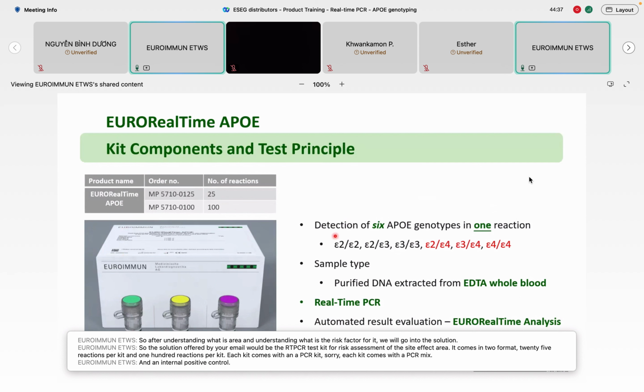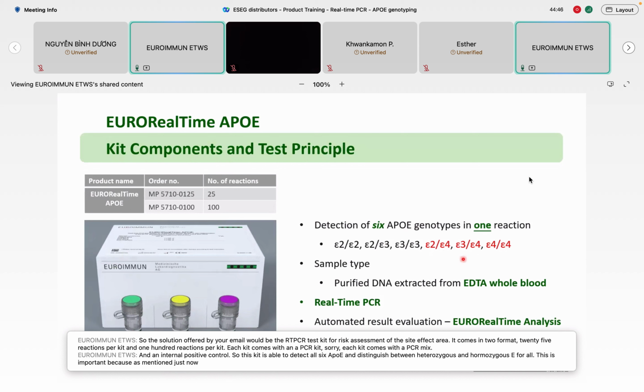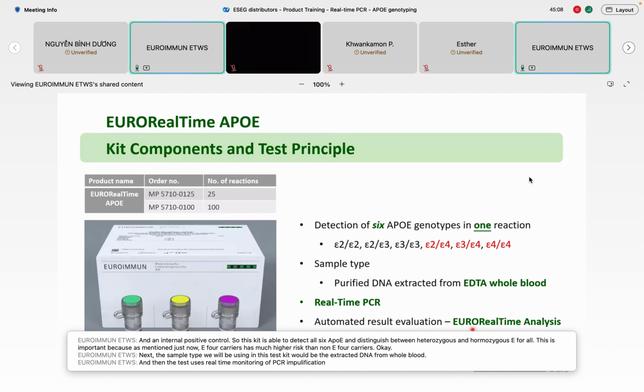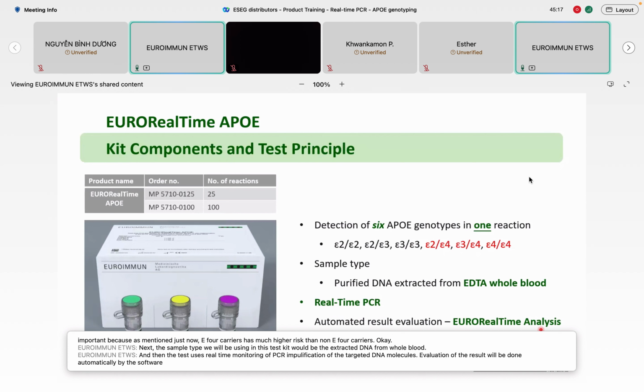This kit is able to detect all 6 APOE genotypes and distinguish between heterozygous and homozygous E4 alleles. This is important because, as mentioned just now, E4 carriers have a much higher risk than non-E4 carriers. Next, the sample type used in this test kit is DNA extracted from whole blood. The test uses real-time monitoring of PCR amplification of the targeted DNA molecules. Evaluation of the result is done automatically by the software Euro Real-Time Analysis.